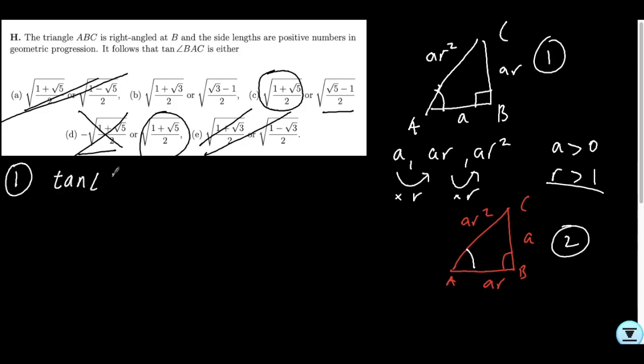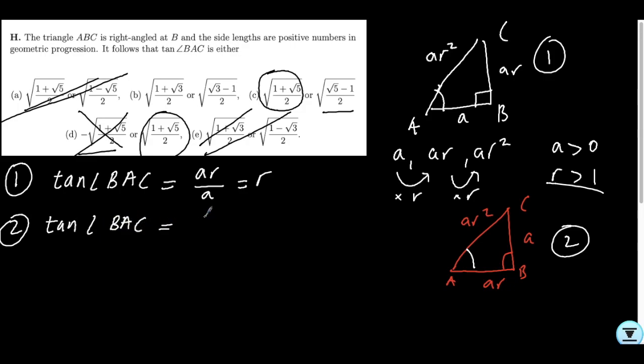Tan of angle BAC could be opposite over adjacent, which will be AR over A in triangle number 1, which will be R, or it could be opposite over adjacent in triangle number 2, which will be A over AR, which is 1 over R. And so the 2 possible solutions will correspond to R or 1 over R.